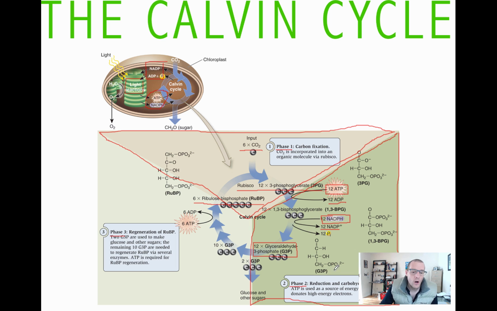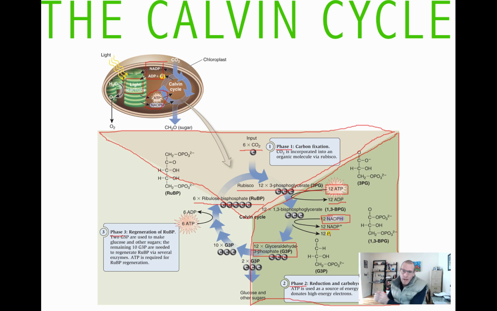So at the end of the reduction stage, we've got these 12 G3Ps. That's 12 3-carbon compounds, but what we've done is we've reduced the carbon that we brought in from carbon dioxide. We've given it electrons. Like you see in glucose, the carbon is reduced. So what we're going to do now is we're going to take those 12 G3Ps and we're going to take 2 out of the cycle.